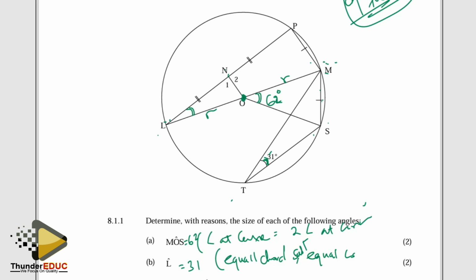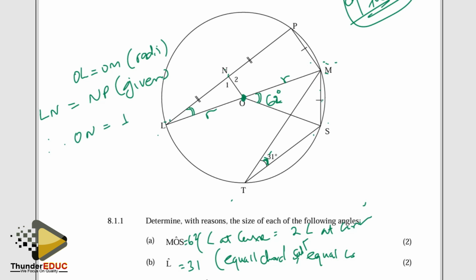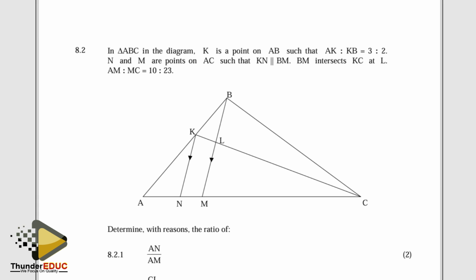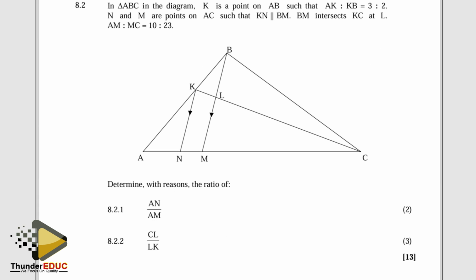So step number one, we're going to say that OL is the same as OA, radii of the same circle. And then LN is the same as NP, that is given, we're told. Okay. Therefore, ON is going to be a half of MP. This one is going to be the midpoint theorem. Okay. That is that. 8.2, which is now the application.